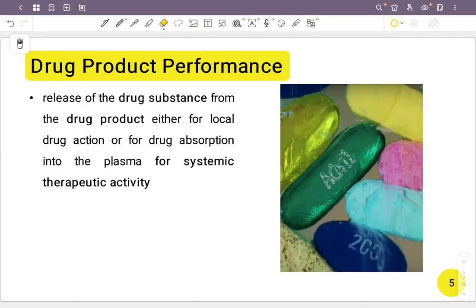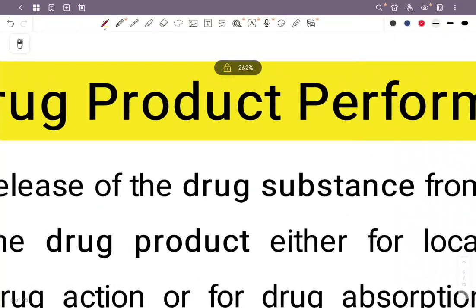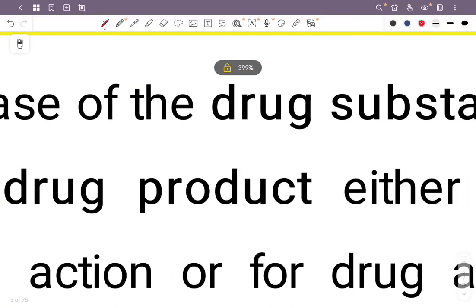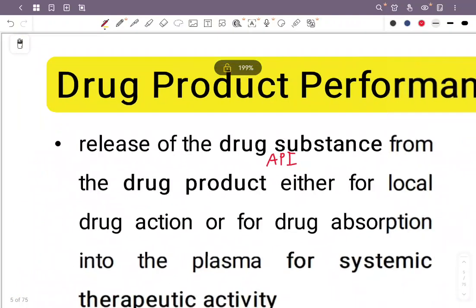So our first term is drug product performance, and before we dwell on that, let's review what a drug or drug substance and a drug product are. When we say drugs, guys, these are substances intended for use in the diagnosis, cure, mitigation, treatment, or prevention of disease. That definition keeps coming back, and I know you already know that. But basically, when we say drug substance, we are referring to our API or active pharmaceutical ingredient.